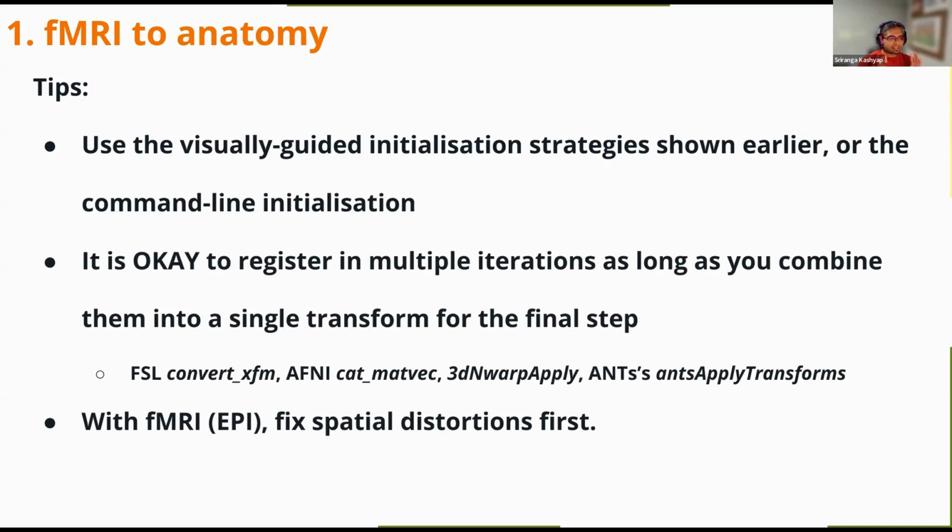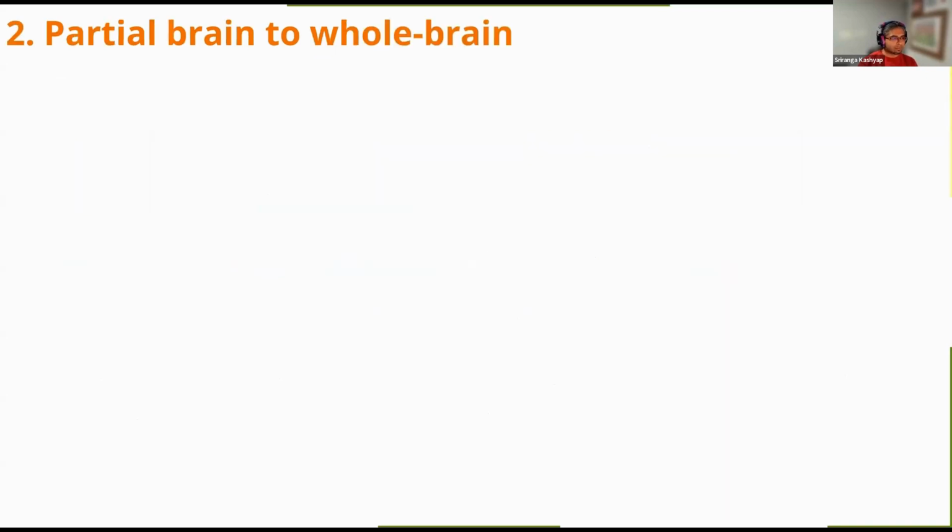Another thing that might help with some data sets, if you're working with fMRI data, is to try to fix the spatial distortions first. Then they align with the anatomy better, and you might get a better registration out of it. Again, for most whole brain applications, every tool that you have works nearly out of the box. Partial brain to whole brain, not so much.